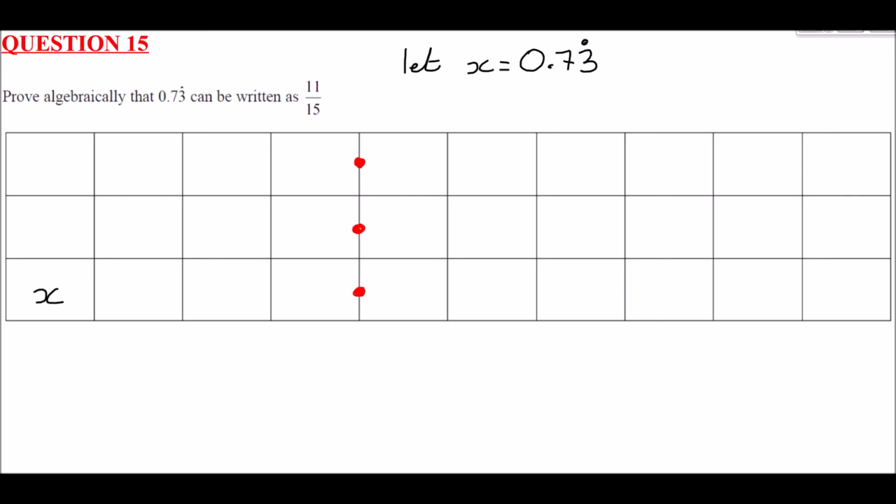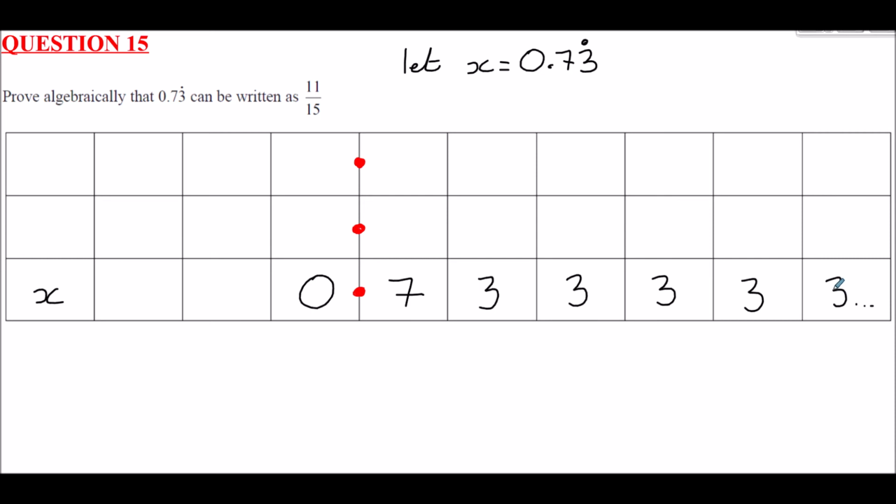So, 0.73 recurring, I'm just going to write down what this is. So it means 0.7333, and those 3's are going to go on forever. So this last 3, I'm just going to put dot, dot, dot, just so it's clear to the examiner that these 3's aren't just going to stop there.